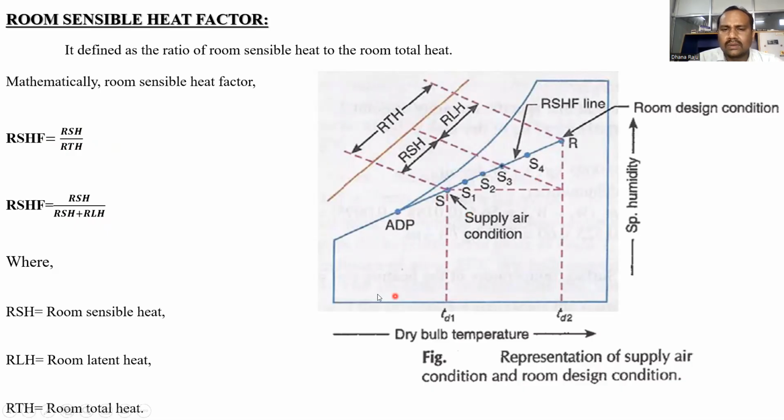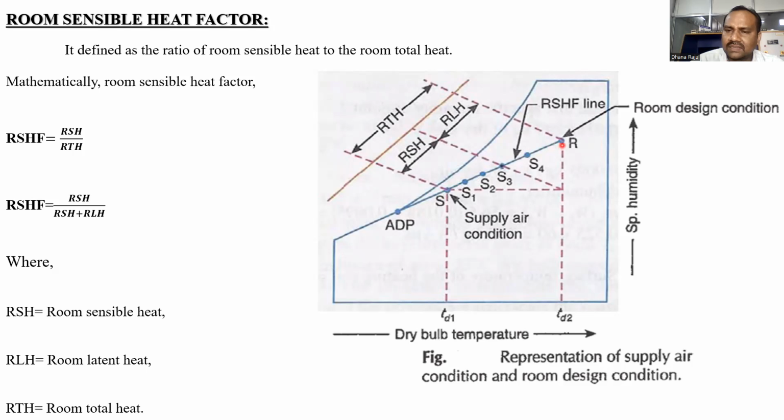So look at the psychrometric chart. The y-axis indicates the specific humidity and the x-axis indicates dry bulb temperature, and this is called the saturation curve. S is called the supply condition of air from the air conditioning unit, and R is called the design condition of the room. If you join S and R, whatever line is formed is called the room sensible heat factor line. So the line joining S and R is known as the room sensible heat factor line.